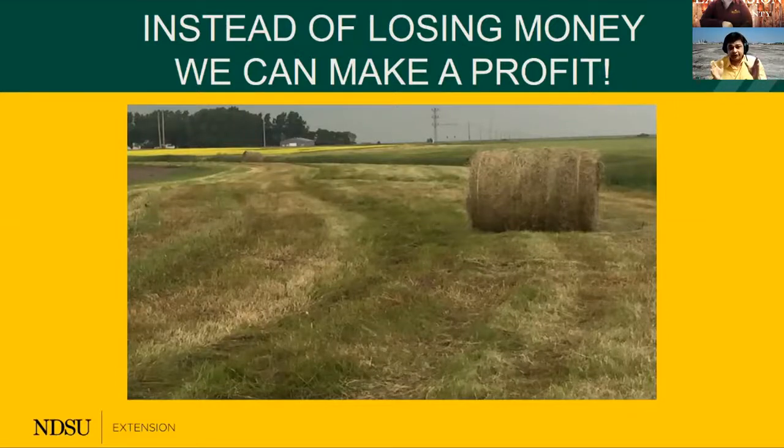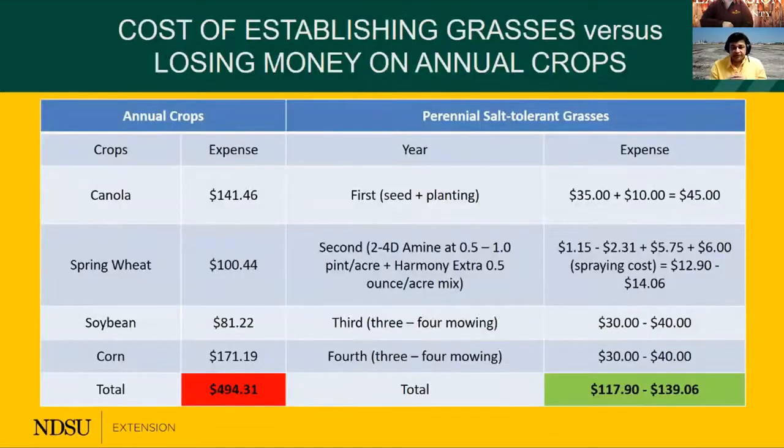So here's the bottom line. On these problem areas where we cannot plant annual crops, we could still profit. We could still profit. And here's a quick comparison. So I use the same NDSU crop budgets I showed you in the beginning. And for example, in 4 years, we planted canola, spring wheat, soybean, and corn. Using those numbers, we spent about $494 in 4 years per acre, which was a net loss.